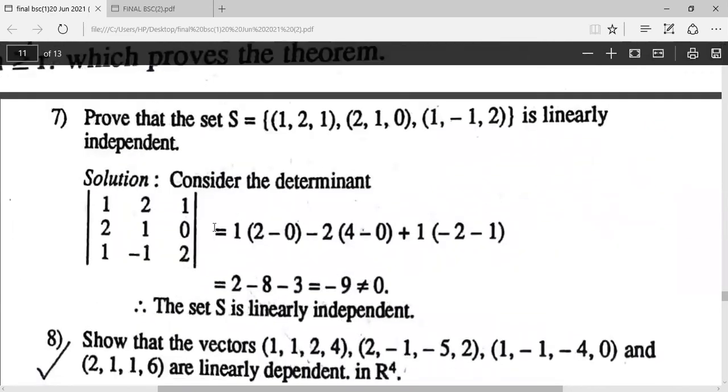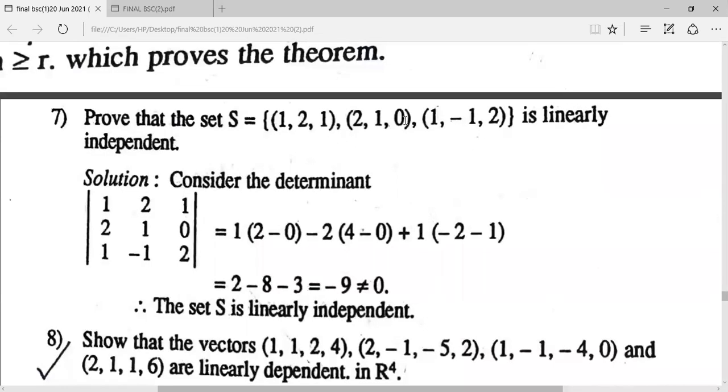So if we take that problem, (1, 2, 1), (2, 1, 0), (1, -1, 2), which is of the form x1, x2, x3, y1, y2, y3, z1, z2, z3. If we take the determinant, it is 1, 2, 1, the first vector; 2, 1, 0, the second vector; 1, -1, 2, that is the third vector. If you expand this determinant, 1 into (2 - 0), minus 2 into (4 - 0), plus 1 into (-2 - 1). Once you simplify this, you will get 2 - 8 - 3.